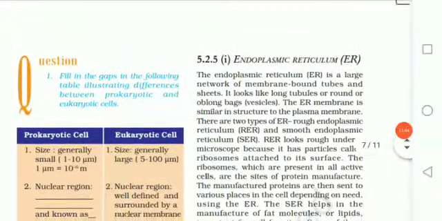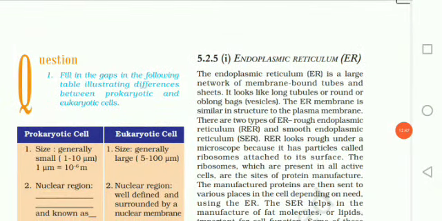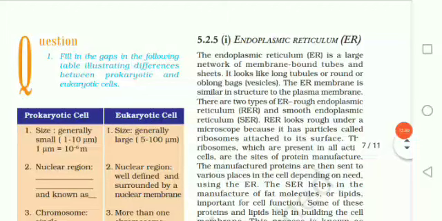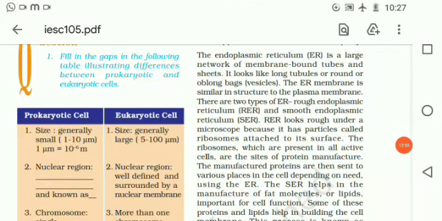Okay. Now coming to the first, the endoplasmic reticulum. The endoplasmic reticulum is a large network of membrane-bound tubes and sheets. It looks like long tubes or oblong bags. The endoplasmic reticulum membrane is similar in structure to the plasma membrane. There are two types of endoplasmic reticulum, smooth and rough. The rough endoplasmic reticulum has ribosomes attached to its surface. The ribosomes, which are present in all active cells, are the sites of protein manufacture.